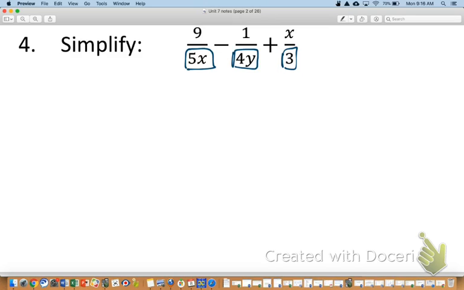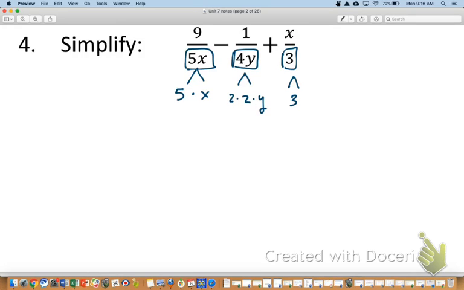Isn't it already prime? Yeah. So I would say 5x is really just 5 times x. How about the 4y? What are the prime factors of 4y? 2 times 2 times y. That's right. 2 times 2 times y. And the 3, that's already prime, isn't it?